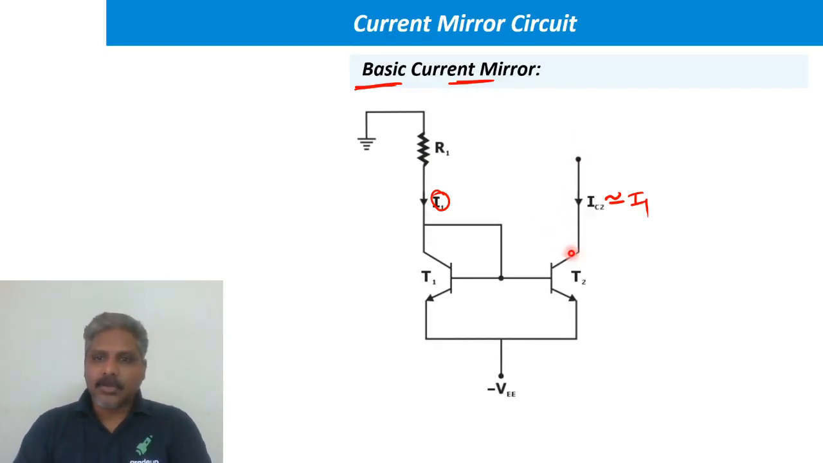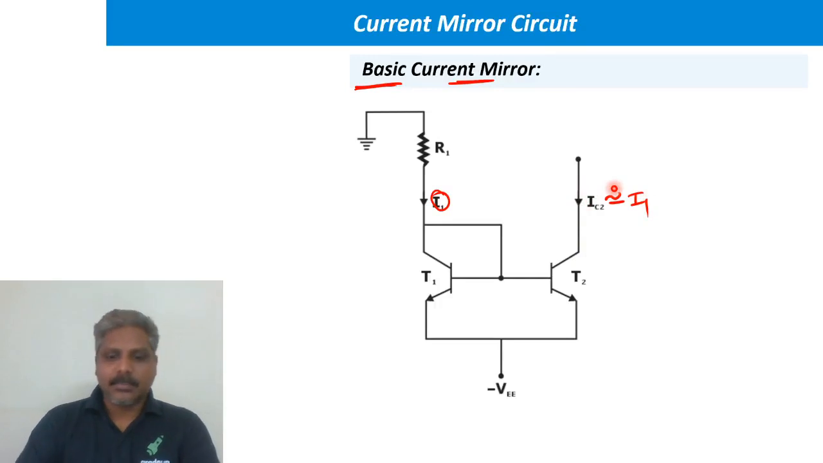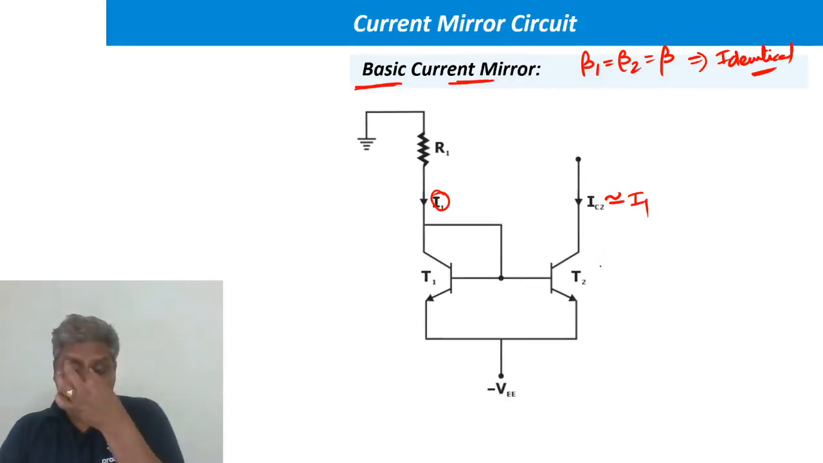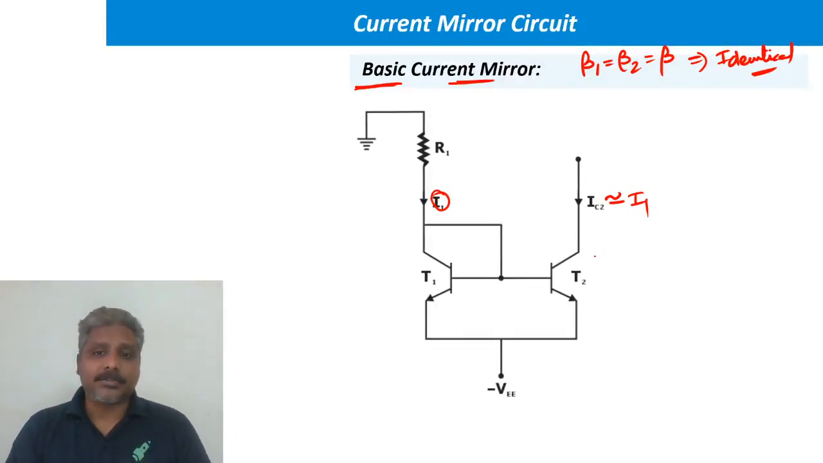Okay, now let me prove this. To prove it, we have to say that transistors 1 and 2 are identical. That means beta 1 is equal to beta 2 is equal to beta. Identical means the same beta value of the transistors. Practically it is not possible, but let us assume.